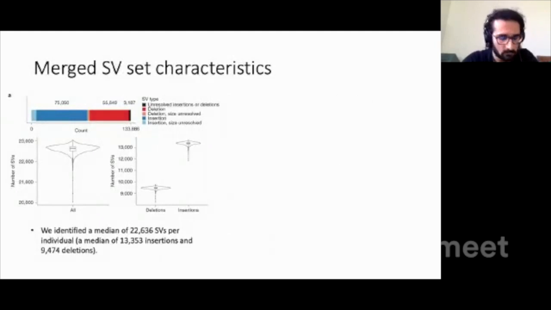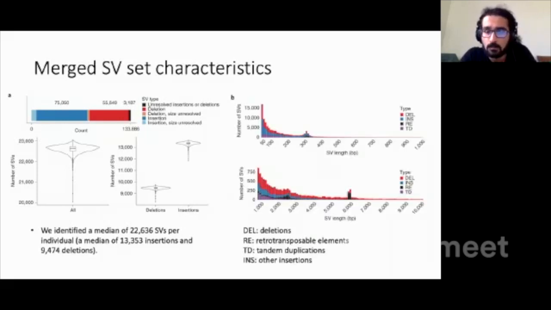So, some general characteristics of the merged SV set that we generated. From the 133K SVs, 75K were deletions and 55K were insertion events. About 3K of them we did not resolve whether they were insertions or deletions, but they were large alternative events different from the reference. We found a median of 22,500 SVs per individual. Among them, 13K were insertions and 9.5K were deletions. Some more insertions. This was also in line with other long-read data, such as from PacBio sequencing.